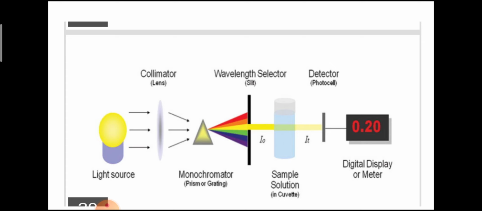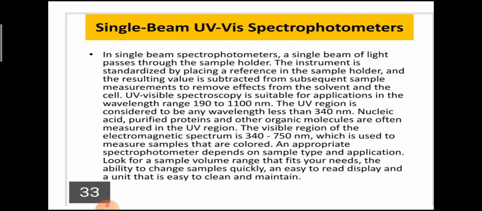So it is a single beam spectrophotometer. The first one is the light source, and the second one is the monochromator, then the sample cuvette, and this is the signal indicator. So in a single beam UV visible spectrophotometer, filters are used as a slit. That apparatus is called a single beam UV visible spectrophotometer.